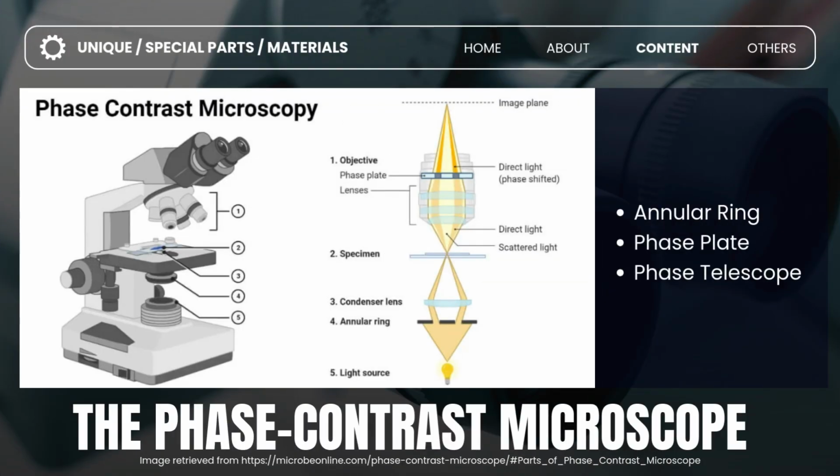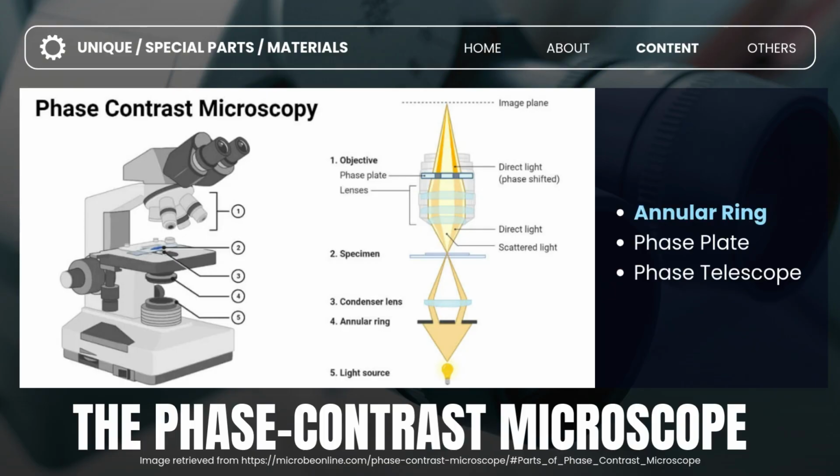Unlike the regular light microscope that uses stains and dyes to view specimens, the phase contrast microscope uses differences in the refractive index of cellular structures to generate contrast using specialized optical components. Now, what makes this microscope unique are three key parts that work together to produce the phase contrast effect. These are the annular ring, the phase plate, and the phase telescope. Each of these components has its own important role.